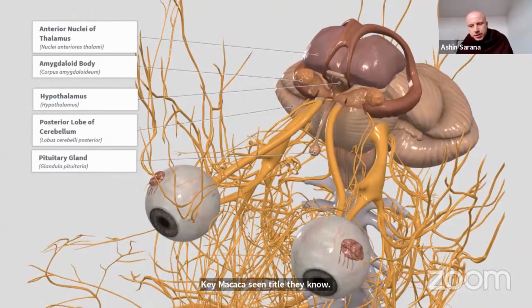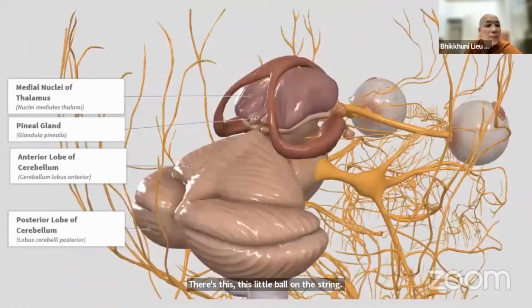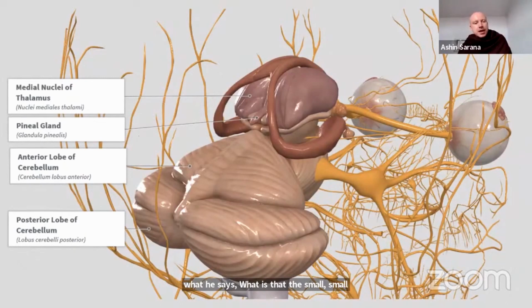And the pituitary gland is attached to the hypothalamus, and it also secretes hormones. But we already talked about that. There's this little ball on the string. Let me see. What is that? The small pituitary gland. P-I-T-U-I-T-A-R-Y.